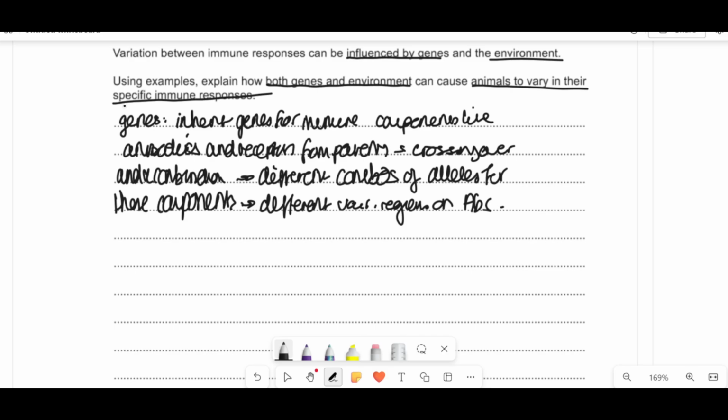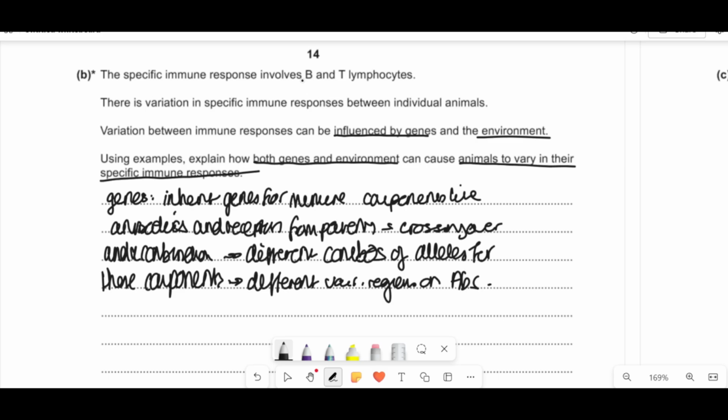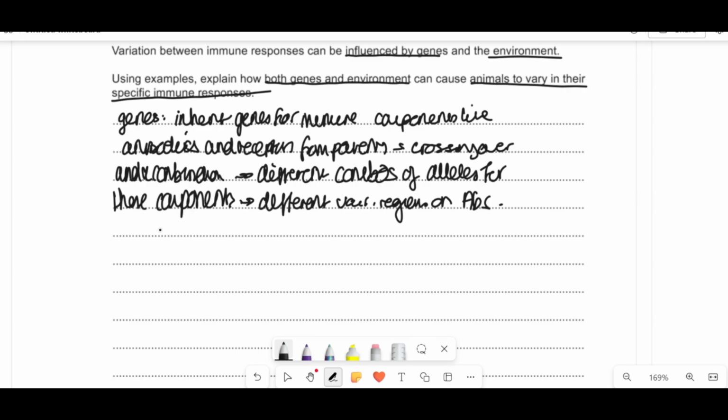However, it's talking about variations in our specific immune responses, which is linked to B and T cells. So we need to think of other possible genetic things that can make your B and T cells behave differently.